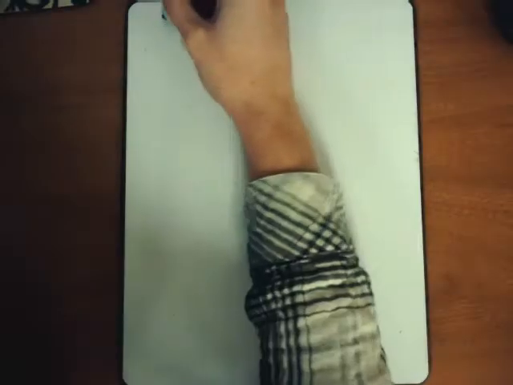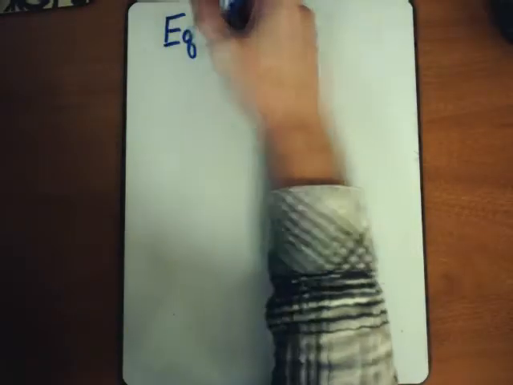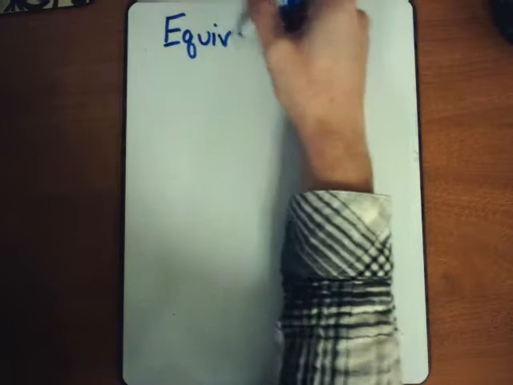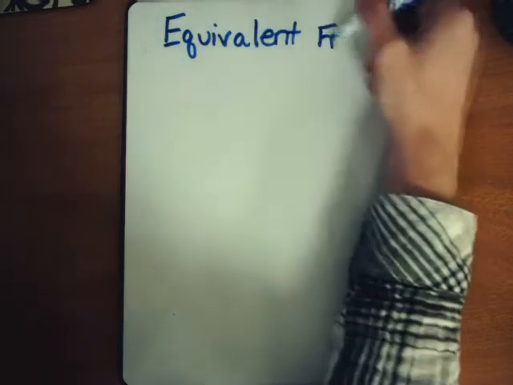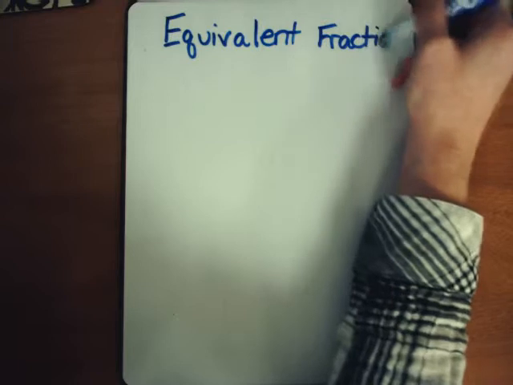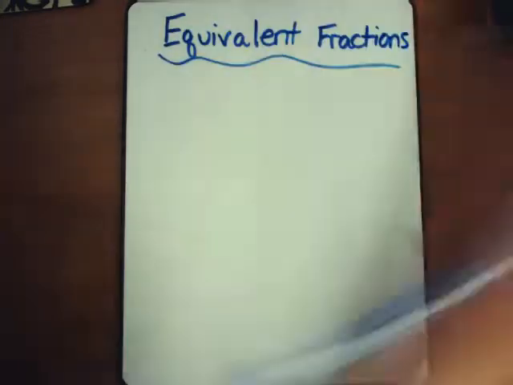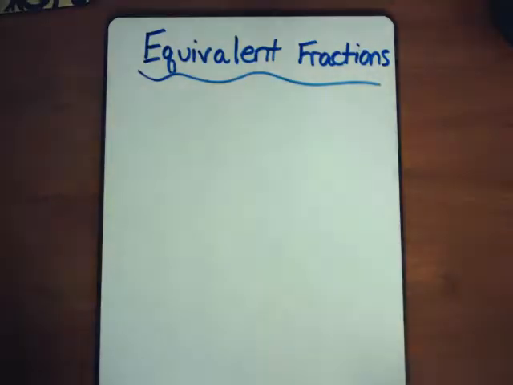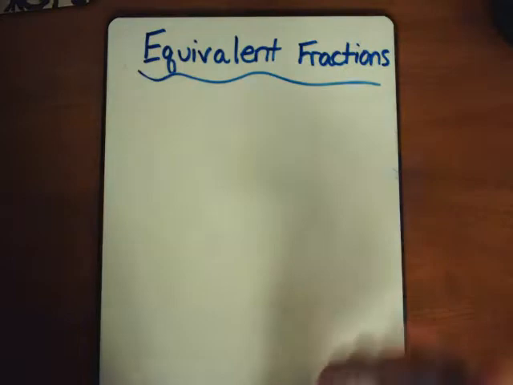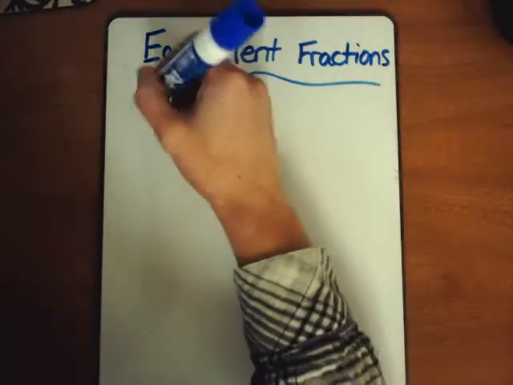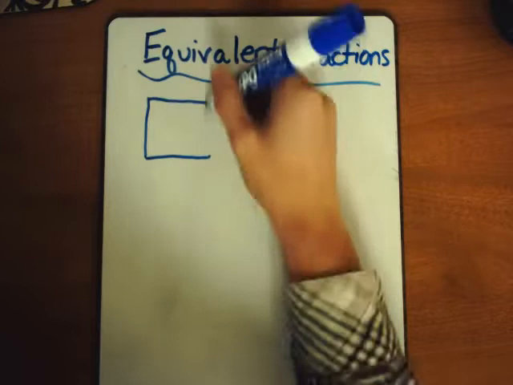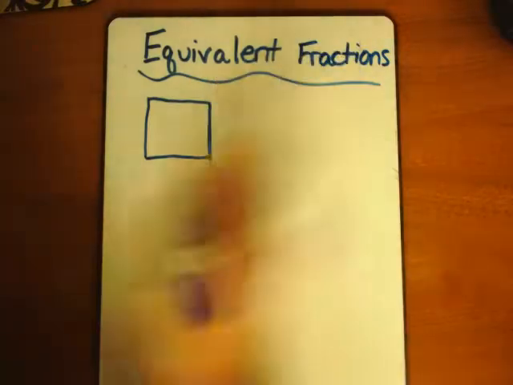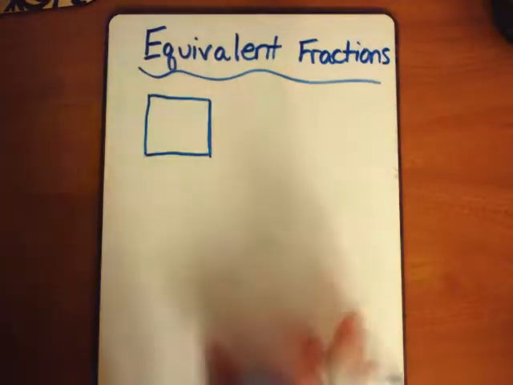Today we're going to take a look at equivalent fractions. So go ahead and write equivalent fractions at the top of your page. Alrighty, so go ahead and draw along with me in your notebook. We're going to draw a square. Do the best you can to freehand that square and make your sides equal.